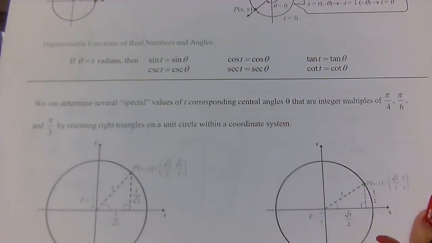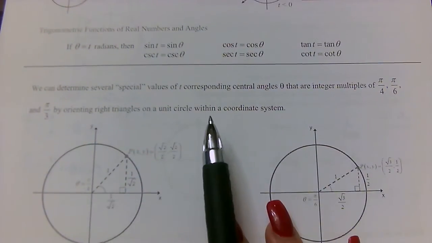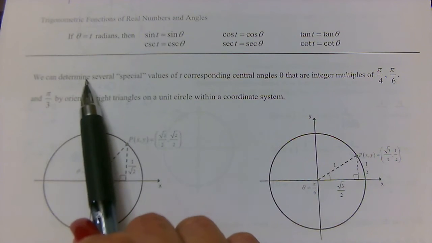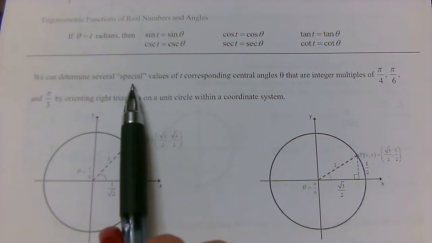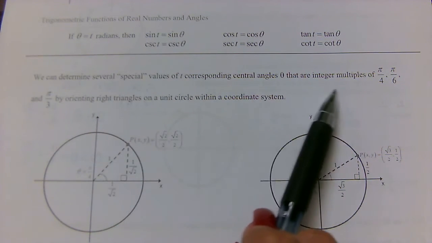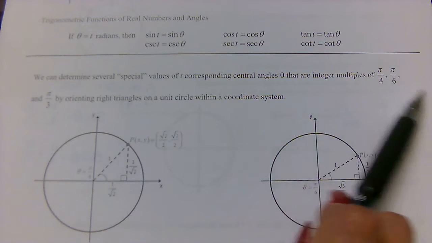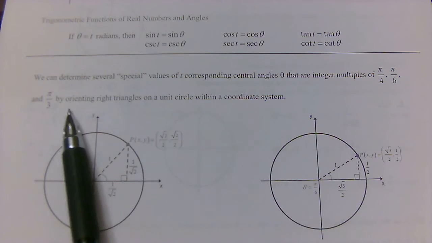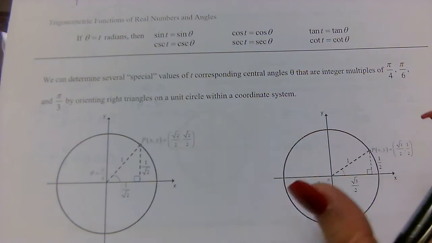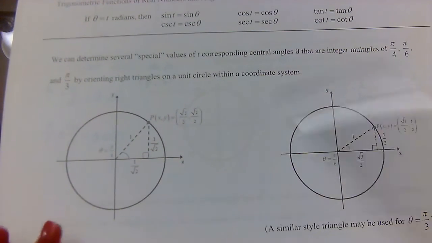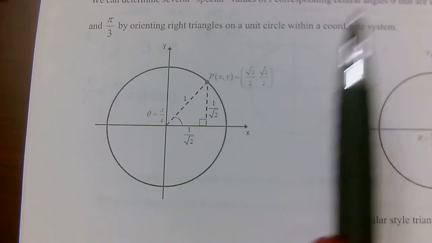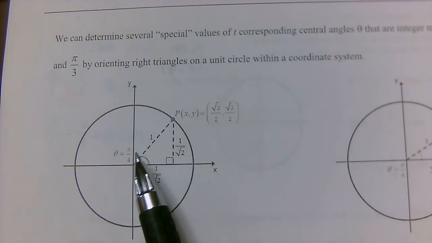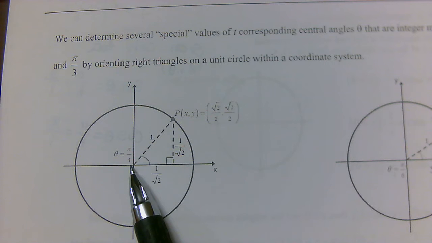Okay, let's look at an example where we have a negative theta and a positive theta. Okay, so here we're going to determine several special values of t corresponding to the angles of multiples. So here we have 3 different thetas. Okay. By orienting the right triangle within the coordinate system. So let's go ahead and do the first one. All right, so here's the first one. Okay, this one is using pi over 4.